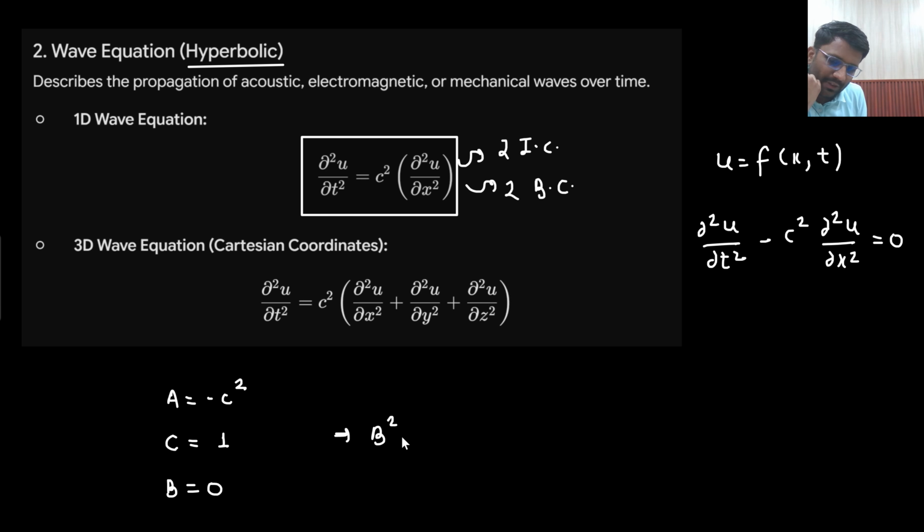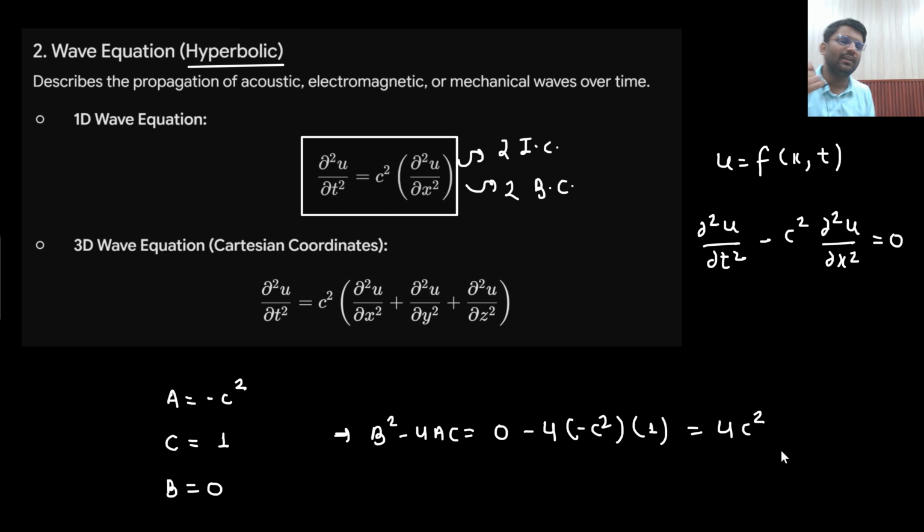So what is the value of b square minus 4ac? Sir, the value of b is 0, minus 4. What is the value of a? The value of a is minus c square. What is the value of c? That is 1. So what we are getting is 4c square. Sir, c square will always be positive, no? Square of anything will always be positive. So positive multiplied by positive will always be positive. So b square minus 4ac is coming out to be greater than 0. And if it is greater than 0, what does that mean? That means it will be hyperbolic.